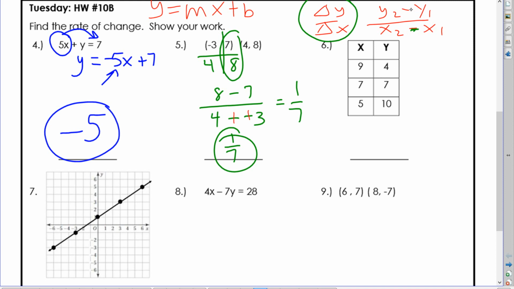Now, I can use this same formula for the table, or I can just find the pattern of the numbers. It looks like my y's are increasing by 3. So that's my numerator, because the pattern of the y's is the numerator. It looks like the pattern of my x's is that it is decreasing by 2. So that's my denominator.